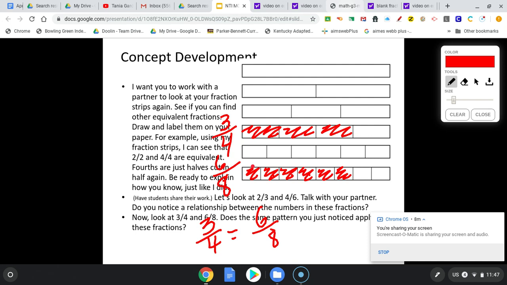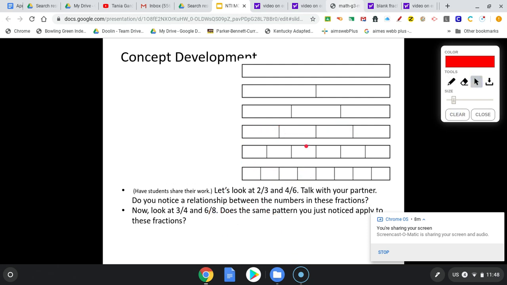Do you see a relationship this time? Look at your 3 and your 4. If you double 3, you get 6. If you double 4, you get 8. So 3/4 is equivalent to 6/8. Excellent job. Let's keep going.